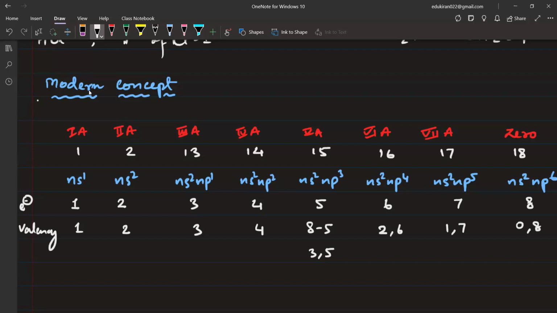What does that mean? The first, second, third, and fourth groups can only have valency 1, 2, 3, and 4. That means they cannot exceed this valency. But the group 15 elements can have valency 3 to 5, not more than 5. Similarly, the group 16 elements will have valency from 2 to 6, not more than 6. Similarly, group 17, the halogens, will have 1 to 7, not more than 7.